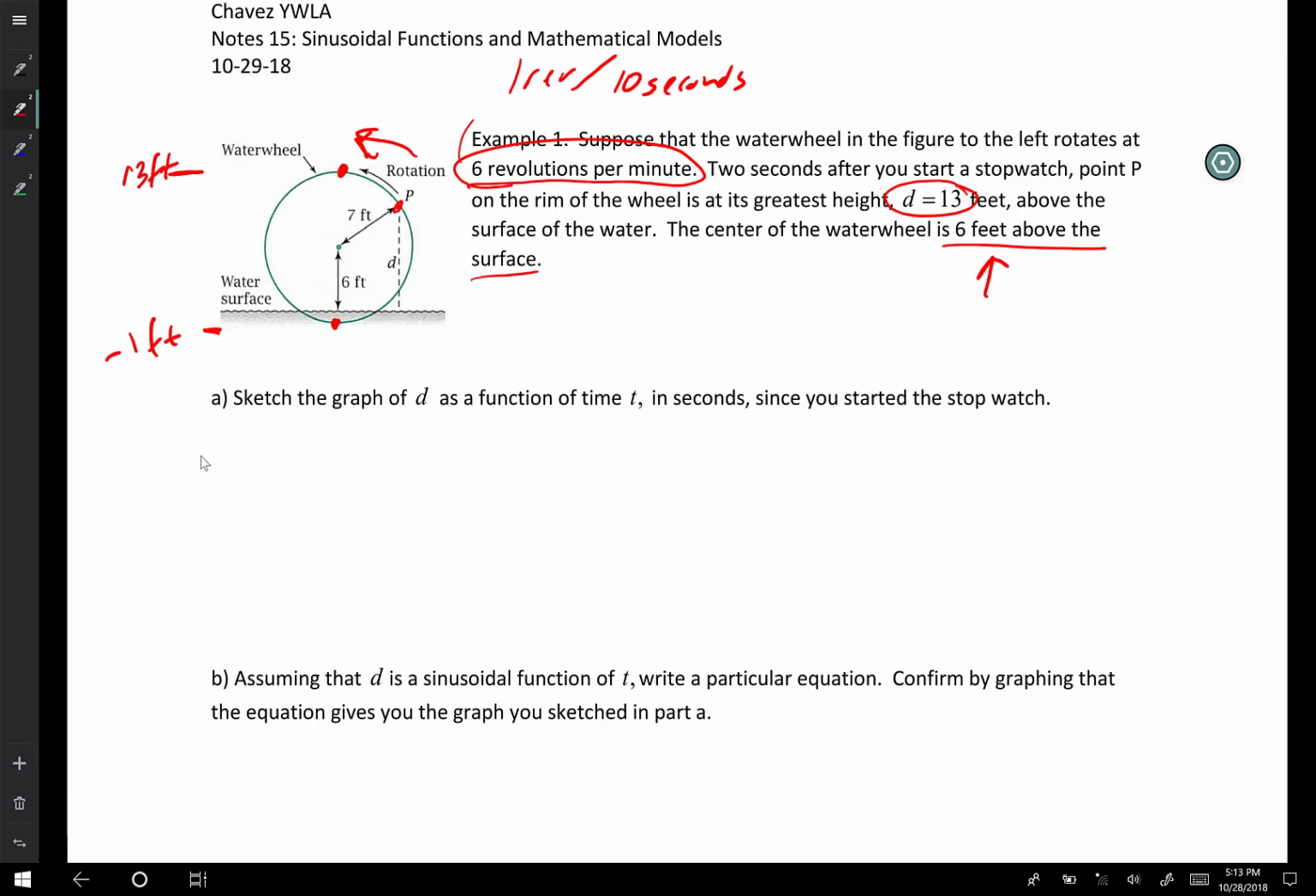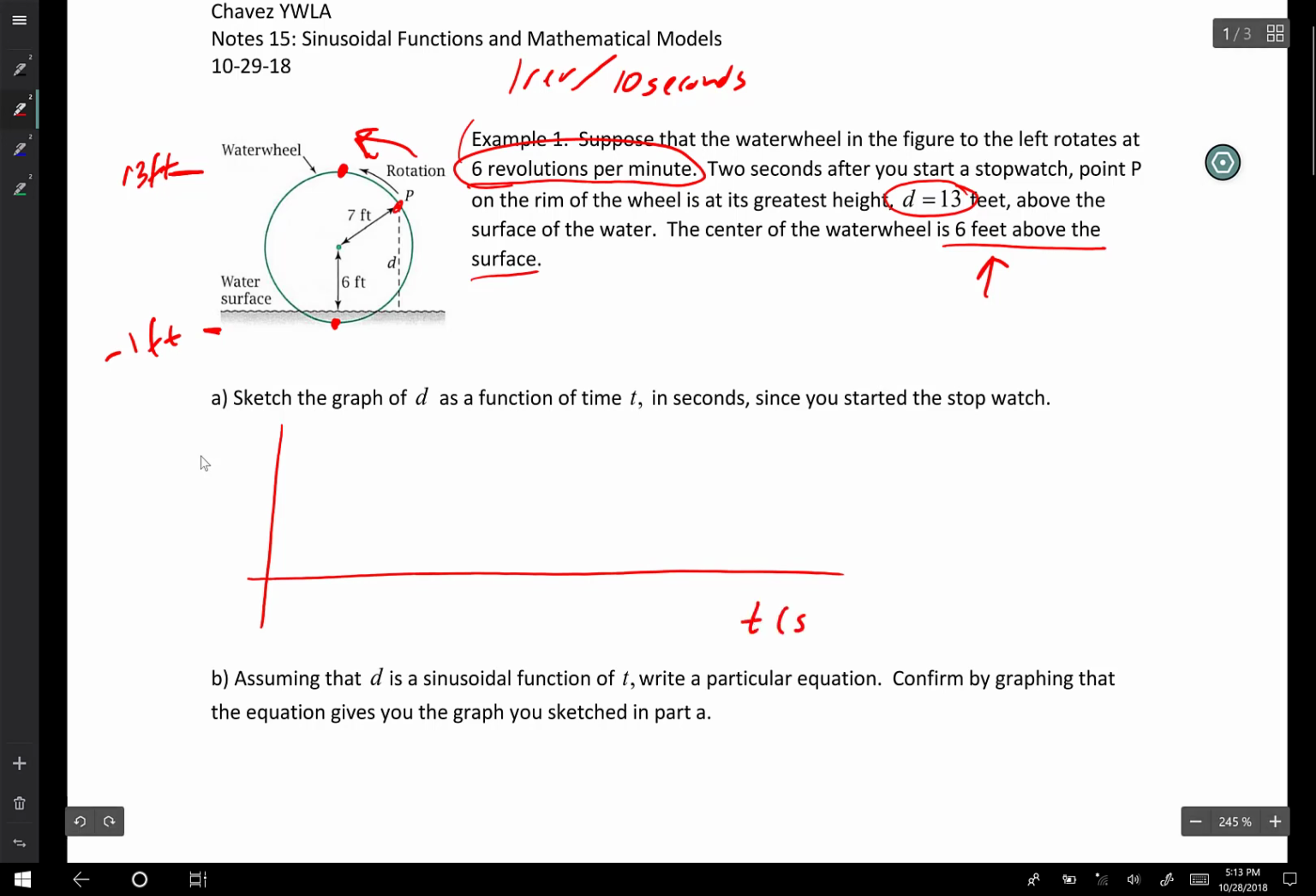So let's get going. Letter A, sketch the graph of D as a function of time t in seconds since you start the stopwatch. Make an X and Y grid and label your grid, guys. Don't just leave it without any units at all. I'm going to say the X-axis here is in seconds, so I'm going to write T, and in parentheses S for seconds. And the Y-axis here is in feet, so I'm going to write feet.